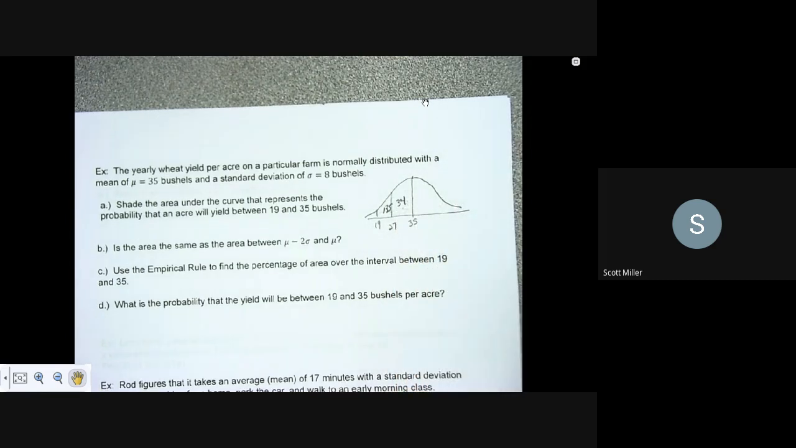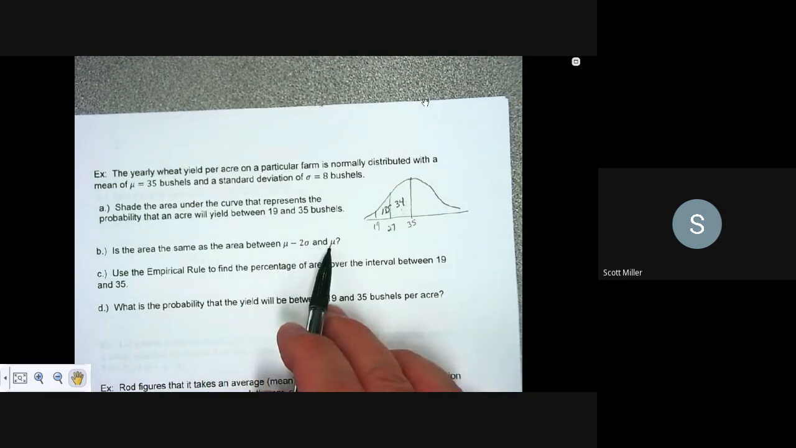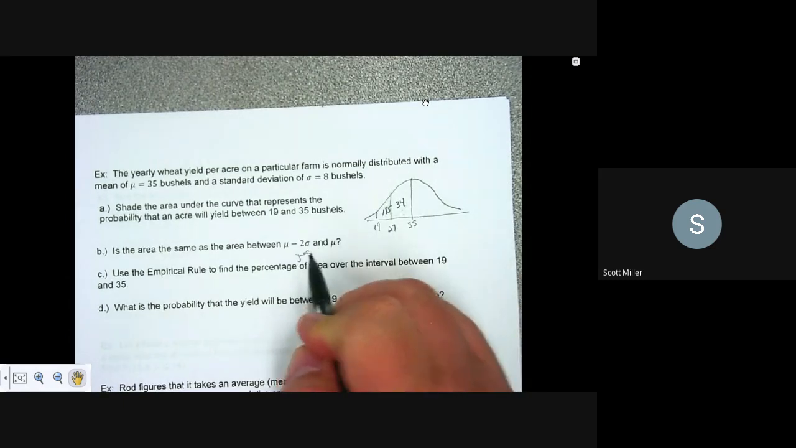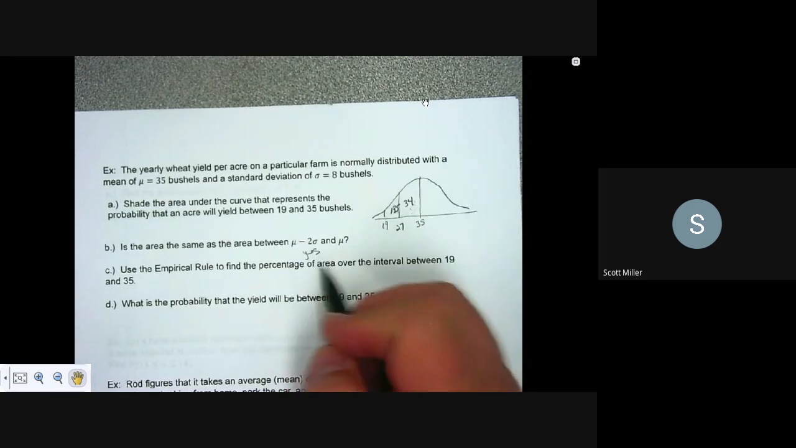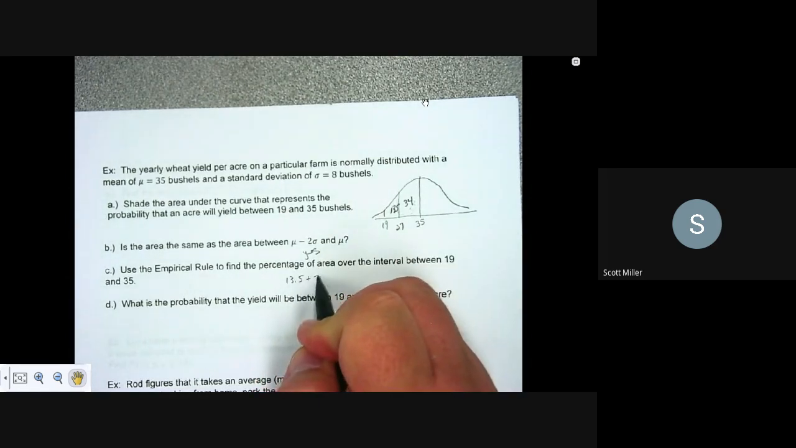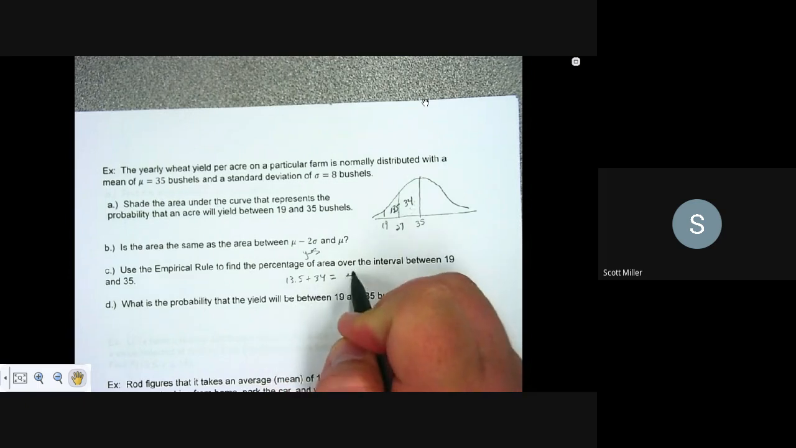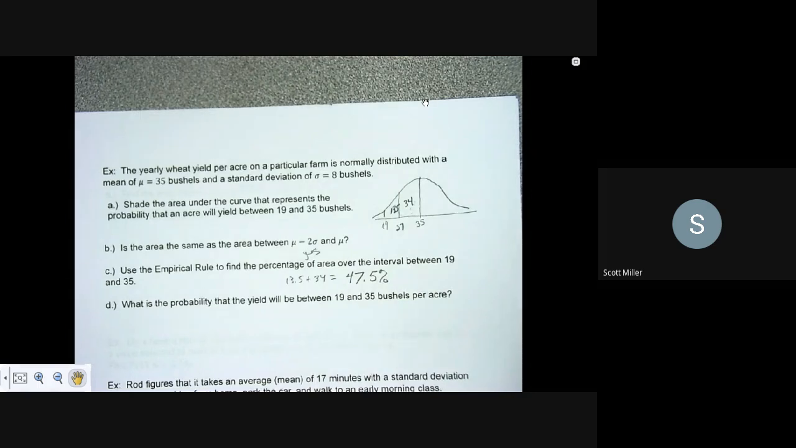All right? So is the area the same as between that and 2 standard deviations? And the answer is yes. We just discussed that. So the answer is yes. Use the empirical rule to find the percentages. This is what we were just in the process of doing. Okay, so that is 13.5 plus 34, and we get a probability or an area of 47.5%.